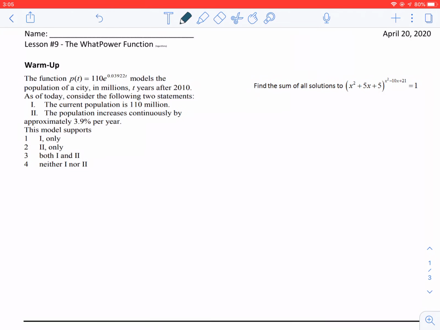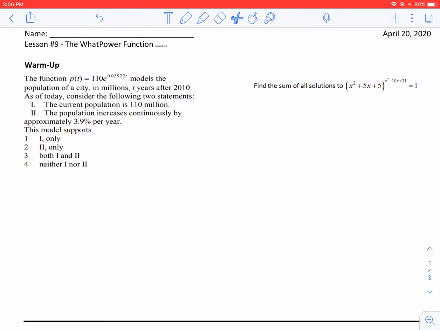What we're doing today is something called the WhatPower function. Before we get there, try to warm up. As always, pause the video and take a minute or two and try these two problems. The second problem is very similar to the bonus from our first test. If you didn't check the answer key for that, you might struggle with that one, because it is a conceptual bonus question.